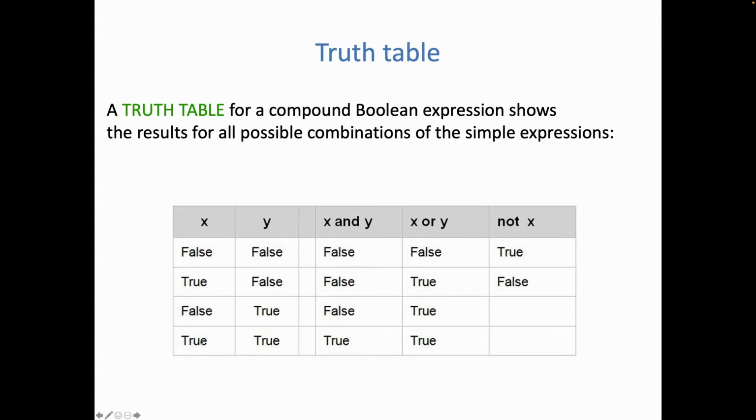So these two are opposite. And x and y: only when both x and y are true, x and y is true. Otherwise, x and y is false. X or y: as long as either x or y is true, then this expression is true.